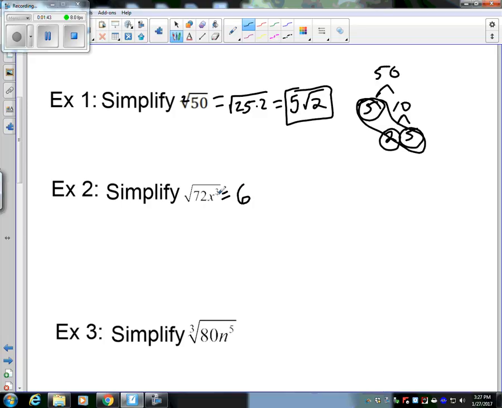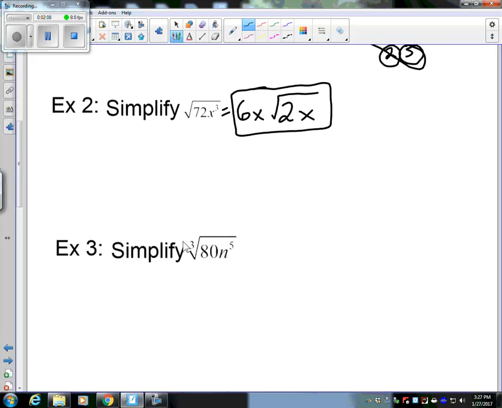And then square root of x to the third, how many pairs can you get out of 3 x's? That's 1. And then 72 divided by 36 is 2. And there's an x left over. Nothing to simplify here, so this is it. Again, you can do these with the trees if you want. It's not a big deal if you do, it's just a little slower.